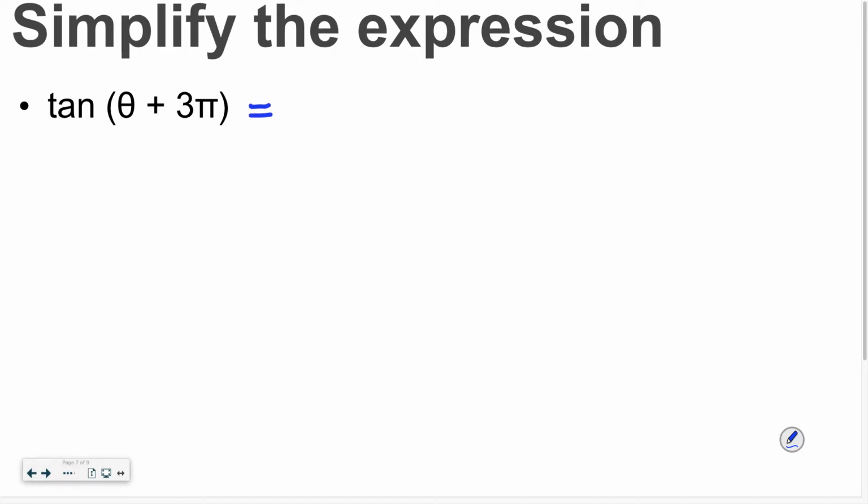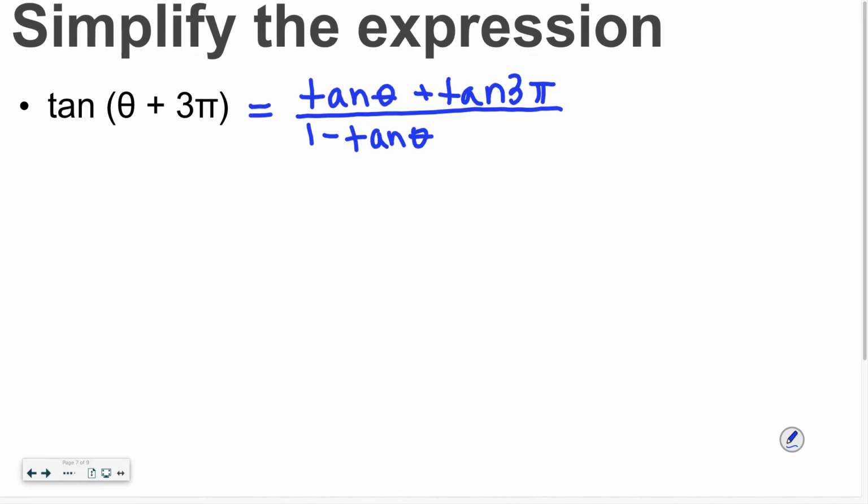Since we are adding those two together, we can write the tangent of the first angle plus the tangent of the second angle all over, in the denominator of our formula, we have 1 minus plus. So since it's addition here, we keep the addition here but change it to subtraction here. Oops, 3 pi. What is the tangent of 3 pi?